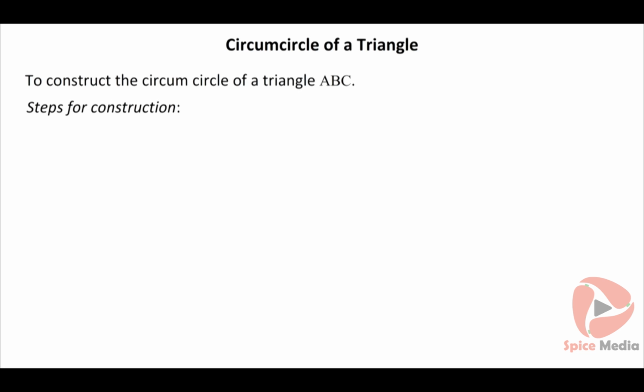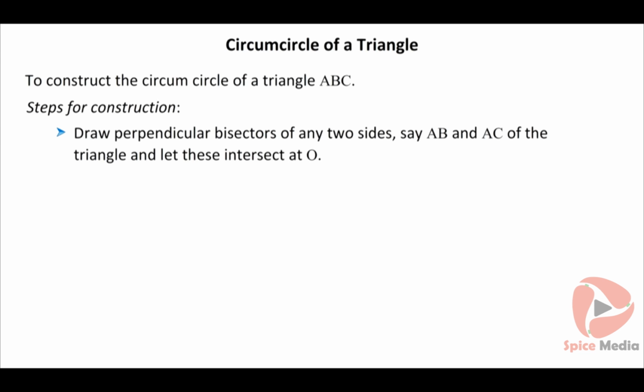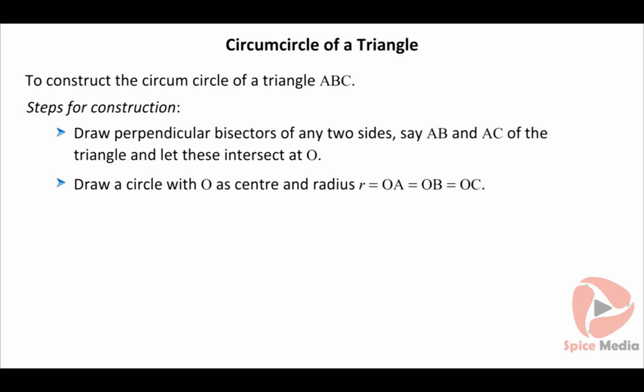Here is how we construct the circumcircle of a triangle. Steps for construction. First, draw perpendicular bisectors of any two sides, say AB and AC of the triangle, and let these intersect at O. Second, draw a circle with O as center and radius R, which is equal to OA equal to OB equal to OC.